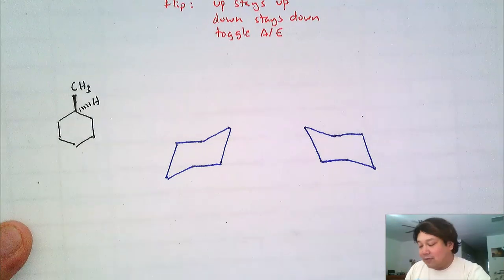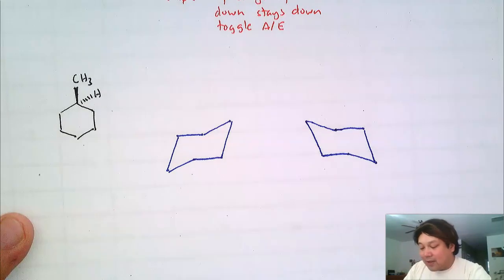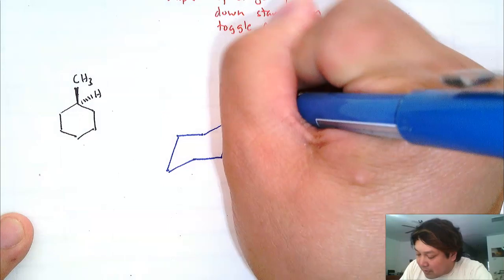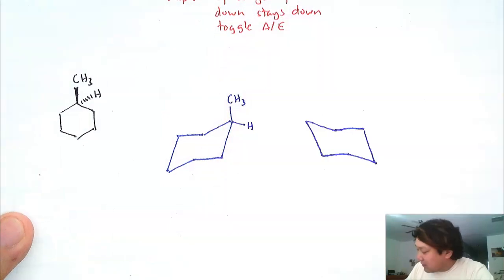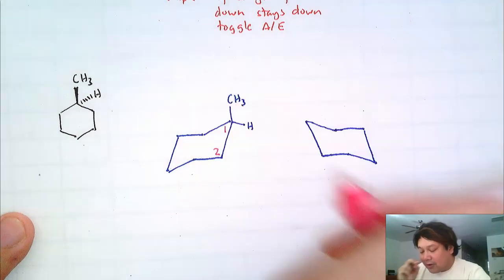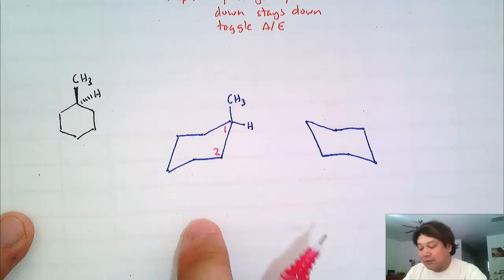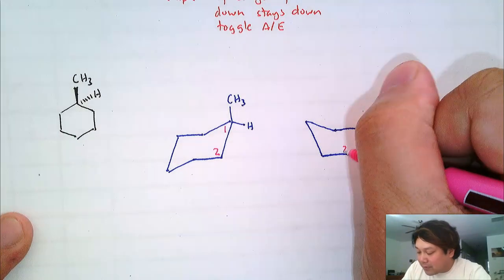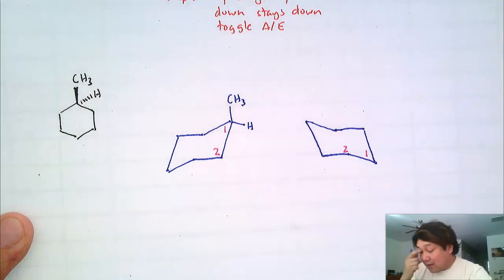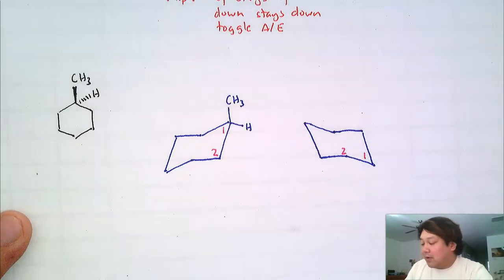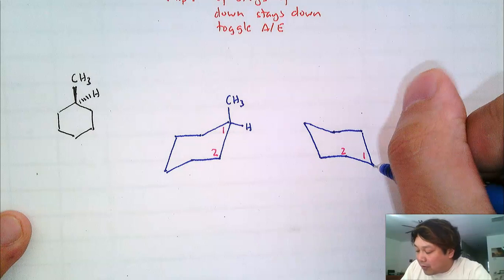See the strategy? I drew the two templates first, and then wedge means up. So I'm going to make this methyl group up here, draw this hydrogen here. I'm going to label this carbon number 1, and just so I orient myself, carbon number 2, even though there's no second substituent, because I want to make sure that this is carbon number 2, this is carbon number 1. I started out as axial up, so it's going to toggle to equatorial up.